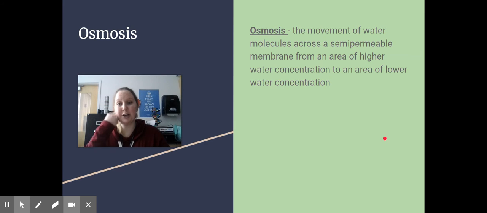Osmosis is a special type of diffusion that is named for how water moves across a membrane. The movement of water molecules across a semi-permeable membrane from high concentration to low concentration is osmosis. Water cannot move across the membrane without help, though. Water does need a specialized protein to help it move across the membrane through osmosis.